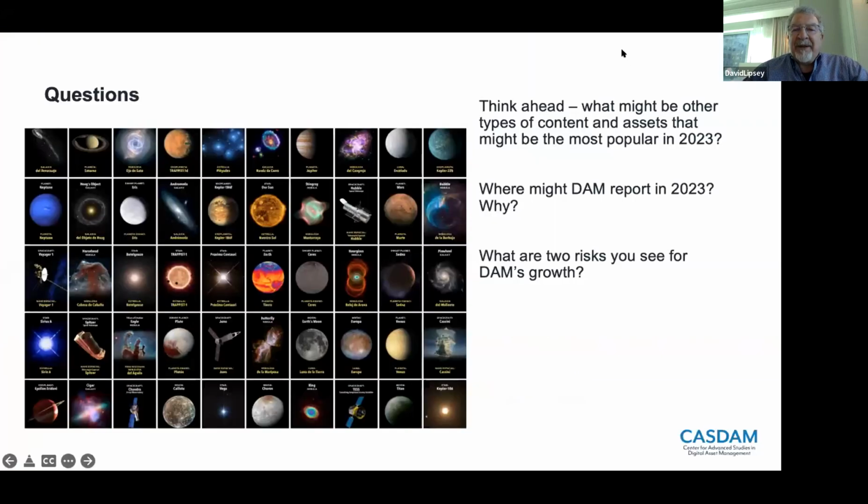It's always interesting in thinking about DAM, and as we think about this key benchmarking tool called the capability model, what other kind of assets might we need to be managing a year from now? Where might DAM report that might be different than today because DAM is growing? What are the risk areas that we see for DAM? And as we talk about the capability model, its role as a benchmarking tool, these are the kinds of questions that the capability model helps us to be ready and open to embracing.